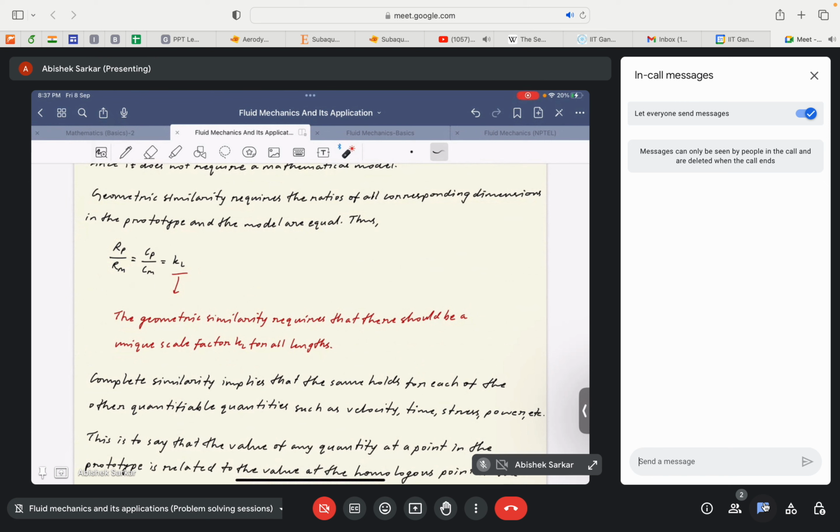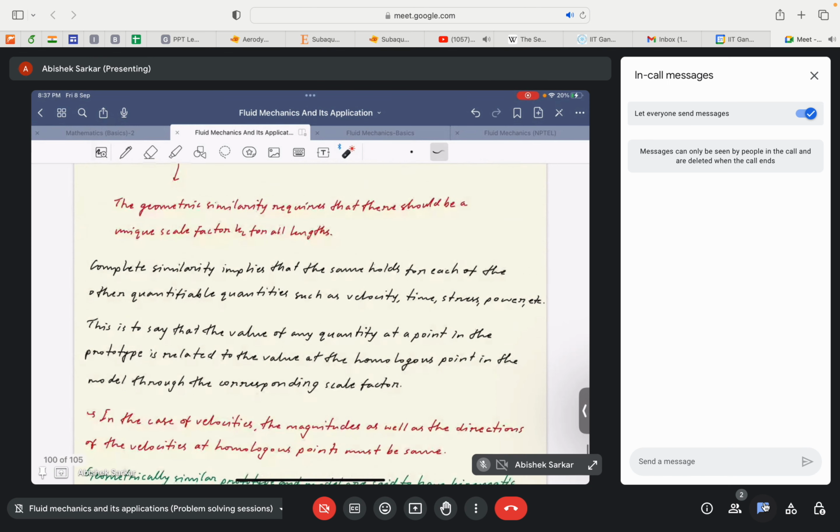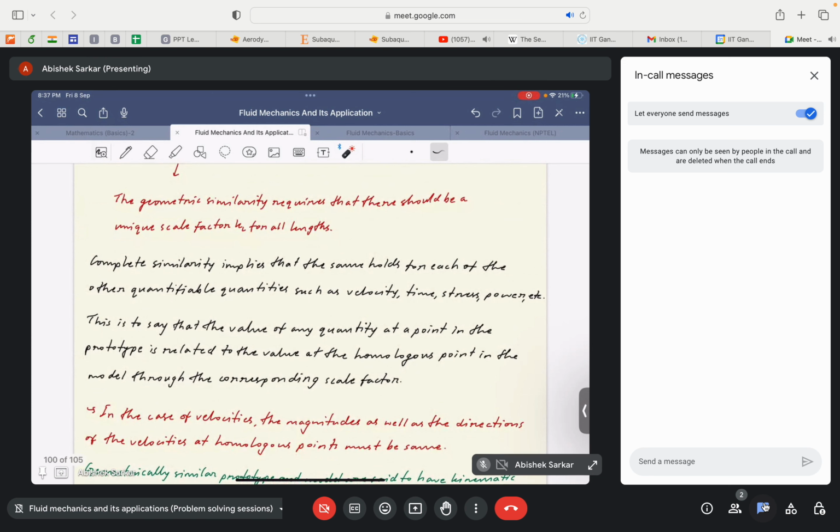And similarity comes by the concept that the length scales of the prototype and the model should vary by a constant factor. That's what is mentioned here.